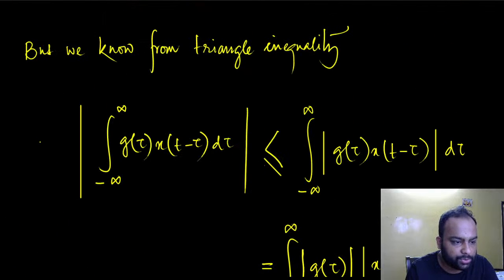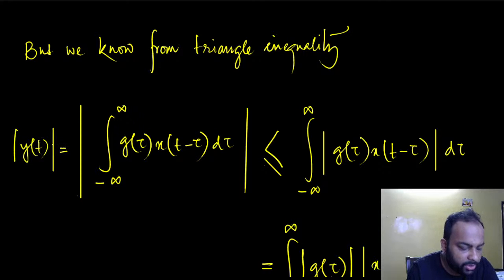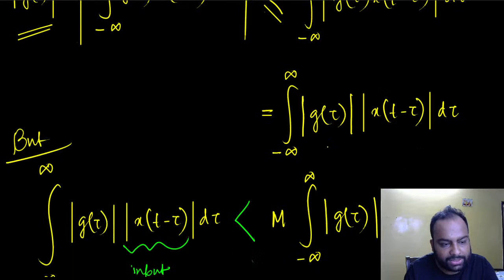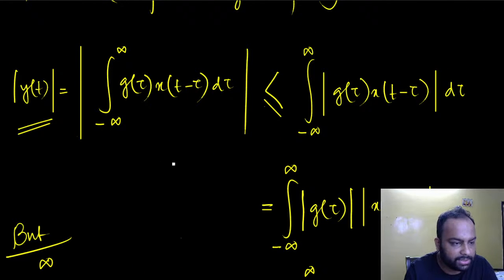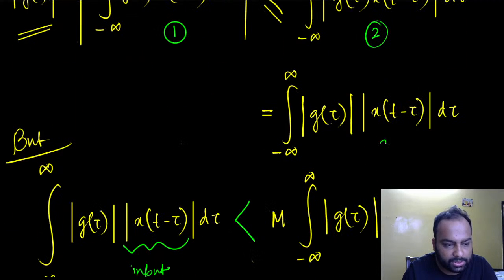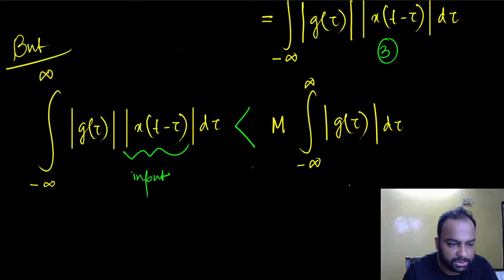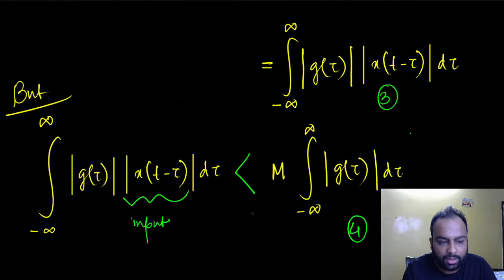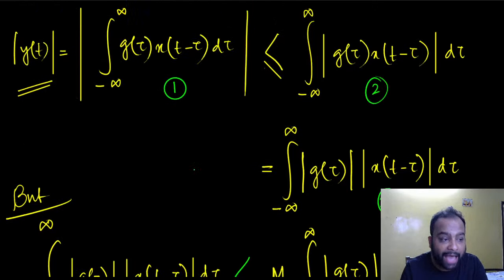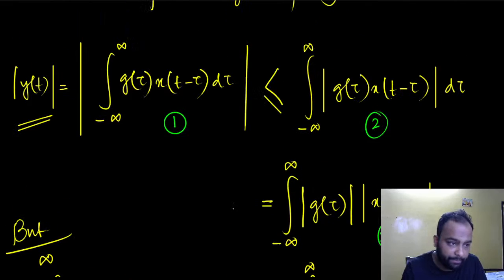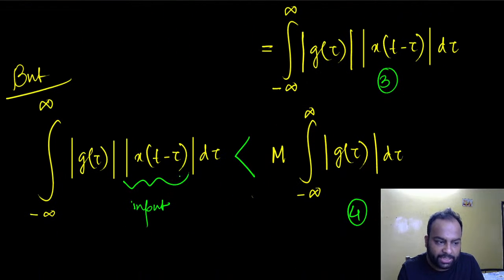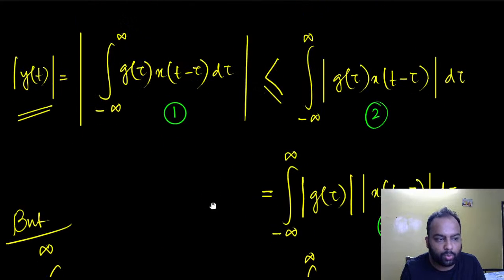Let's go back to our discussion. This was mod of yt. We just figured out mod of yt was less than this, but this quantity was equal to this, but this quantity is less than this. So say this is 1, this is 2, this is 3, this is 4. Expression 1 is less than or equal to expression 2, expression 2 is equal to expression 3, and expression 3 is less than expression 4. So expression 1 is less than expression 4.